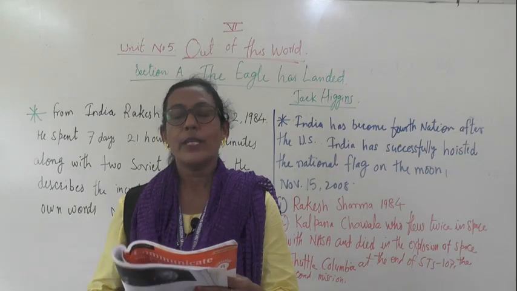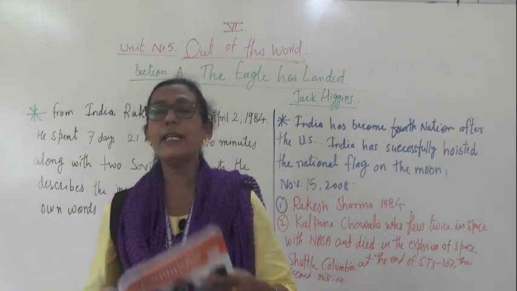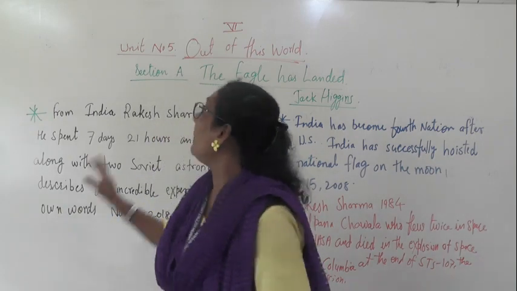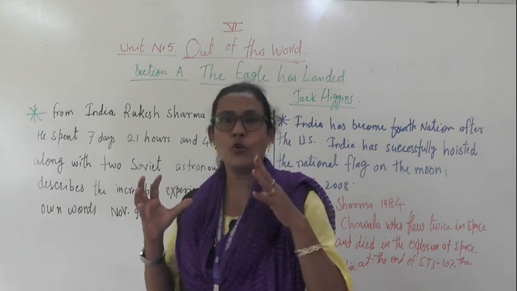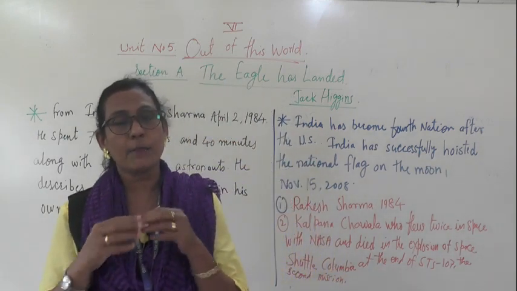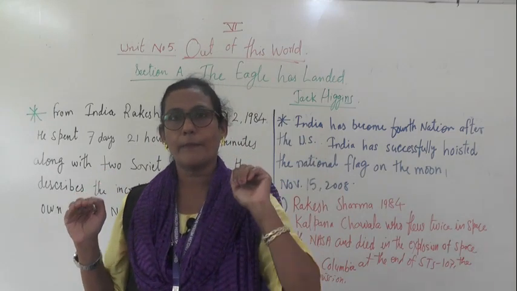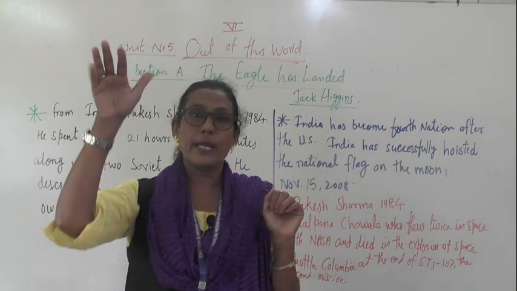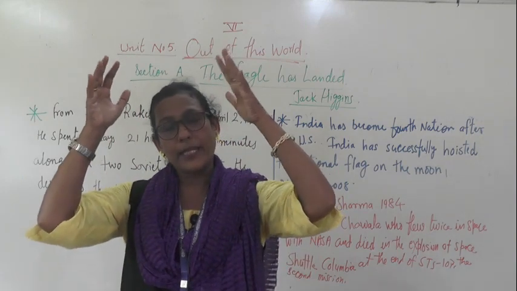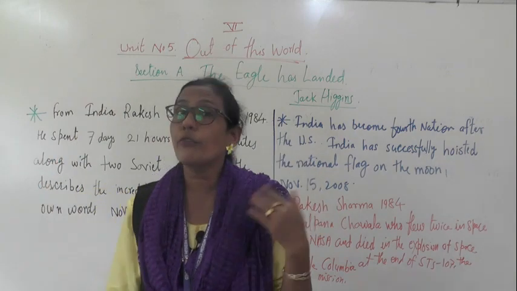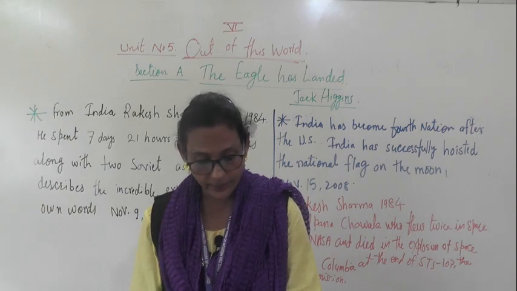Okay, now here we have seen section A, that is The Eagle Has Landed. Eagle, I think, is the name they have given to that spacecraft, you know, the aeroplanes and the space astronauts. What is a pilot? A pilot flies an aeroplane, but an astronaut flies in space. They drive the spacecraft, and it goes to a planet or somewhere up above, not from one country to another country.